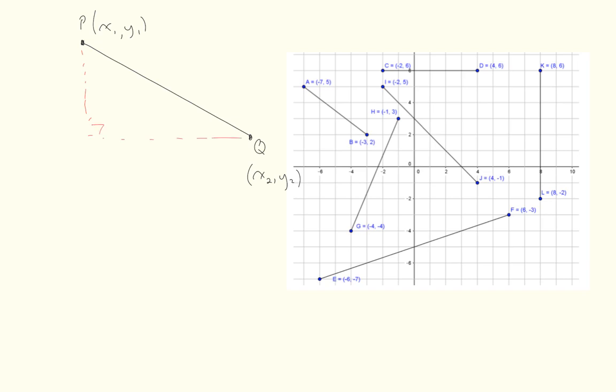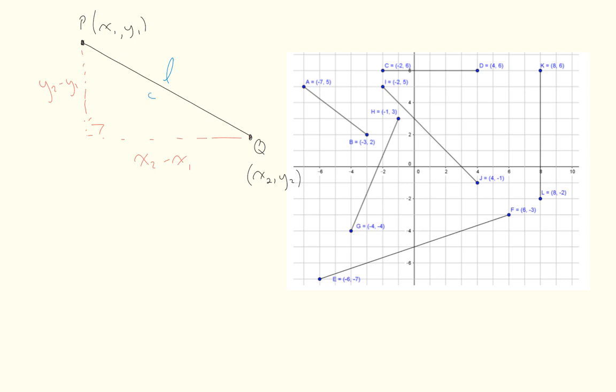right? And this side, of course, is going to be the rise, which we know is defined as y2 minus y1. The horizontal side is going to be x2 minus x1. That's going to be the run. And so, in order to calculate the length of the line segment, we can use, again, the Pythagorean theorem, right?